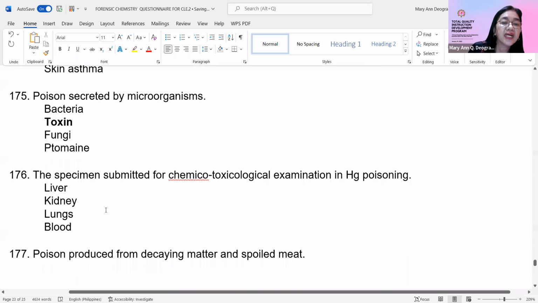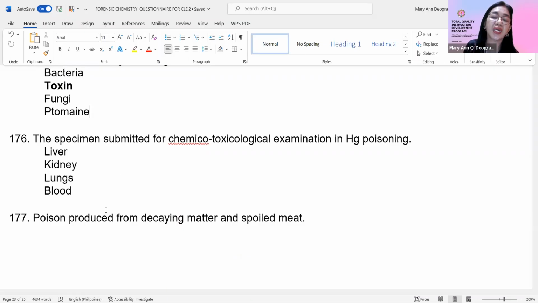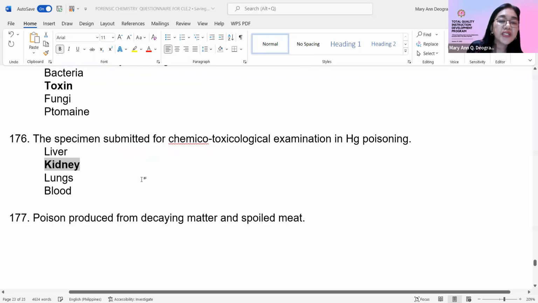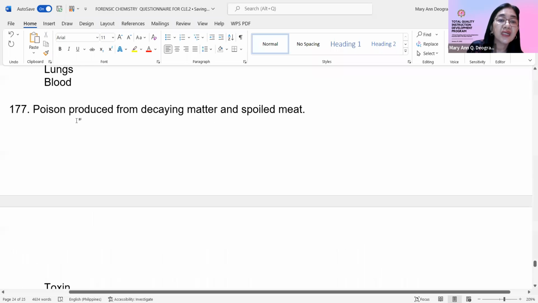All right. The specimen submitted for chemical toxicological examination in mercury poisoning. Is it liver, kidney, lungs, blood? Kidney, yes. Oh, malapit na tayo matapos. Poisons produced from decaying matter is spoiled meat. Ito na yung domain natin, ha? Yung mga uod na puti na lumalabas sa mga nabubulok na karne. Okay, tawag sa kanya domain.